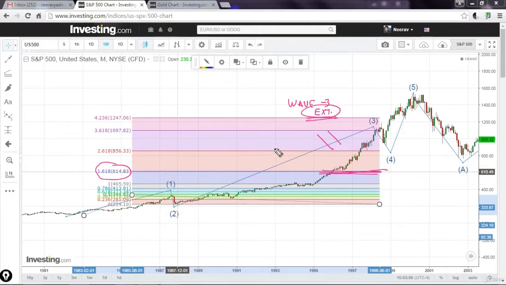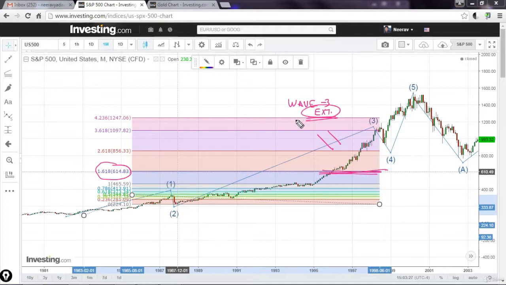So now that we have understood how we can calculate the third wave extension using Fibonacci ratios, one thing I would like to point out is that we will do a more in-depth discussion on these Fibonacci ratios and Fibonacci tools of retracement and extension. Here I have just simply introduced them so that we can understand this concept of extended third wave and fifth wave right now, and later on we will do much more discussion on that.